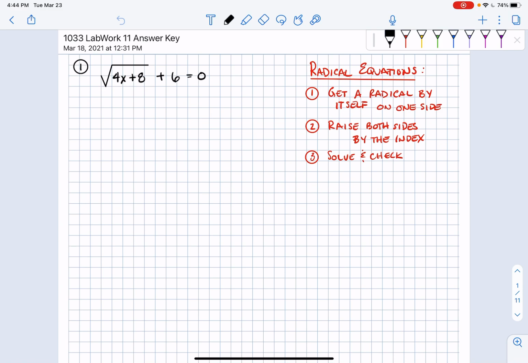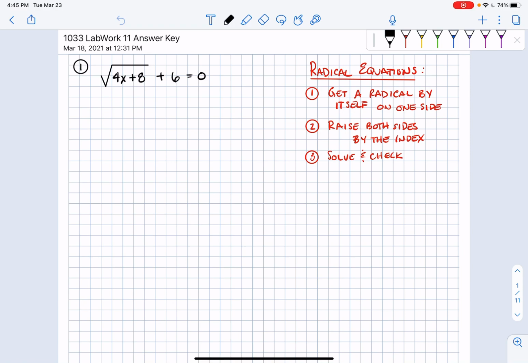Now, I'm not going to tell you to check problems that you don't really need to check. So when I tell you that you should check these problems, you really should check these problems. Radical equations, you definitely want to check for sure. So any kind of radical equation, you ought to do that.